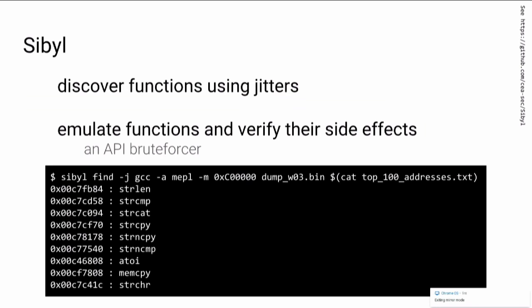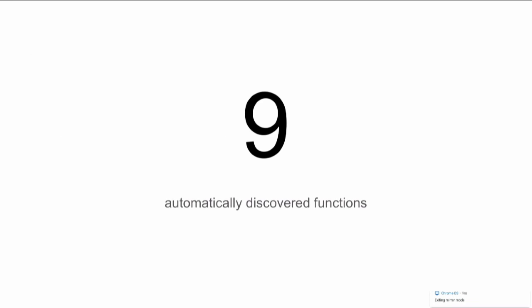Sibyl emulates functions and checks for their side effects. So for example, to detect strlen, it will pass a string as the first parameter of a function and verify that the return value is equal to the length of the string. Calling Sibyl is really simple. In this example, I just gave it the top 100 addresses and managed to discover a bunch of functions, 9 of them. So it's really cool, 9 functions, because we did nothing more than calling Sibyl on the binary. And all of these functions are related to strings, so it's likely that we can use them to explore the binary a little bit further.